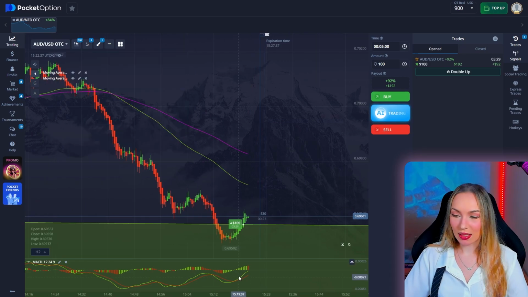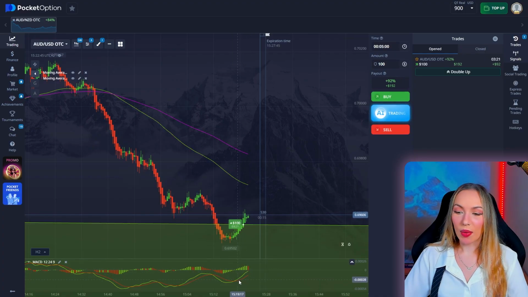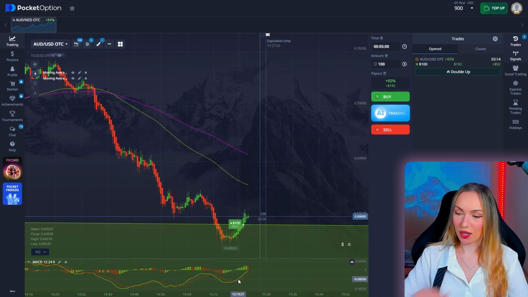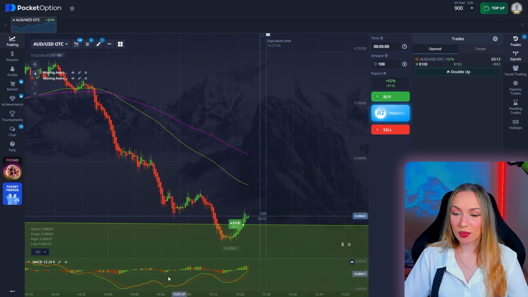Another reason is that MACD lines crossed in the oversold zone below the zero line. Here is the zero line. So when MACD lines are crossing below the zero line, that's a good signal to open the trade in the upward direction. But you would ask me why I didn't open a trade here. Why did I not open a trade here?